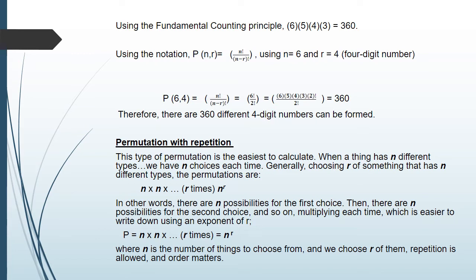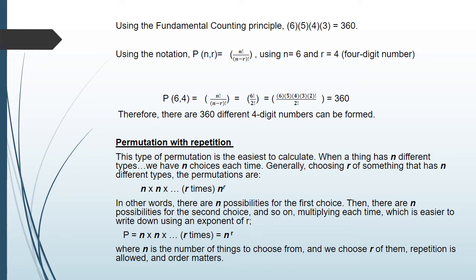Permutation with repetition. This type of permutation is the easiest to calculate. When a thing has n different types, we have n choices each time. Generally, choosing r of something that has n different types, the permutations are n times n times, until r times, n to the power of r.